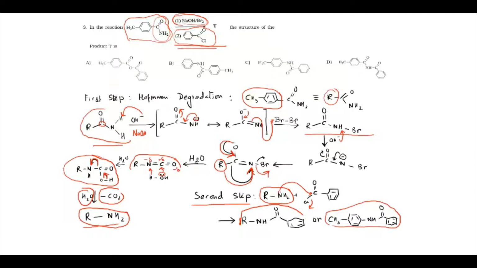Now we have to check which one matches the structure of our desired product. We have to check the options now. If you check thoroughly, you can see that option C has the structure of the product that we have obtained through this mechanism. So option C is the correct answer.